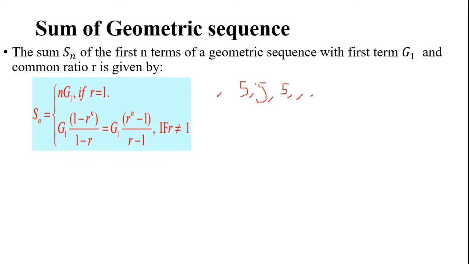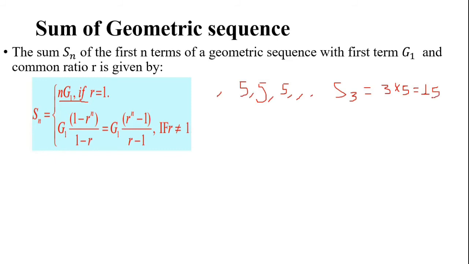So if you are asked to find the sum of the first 3 terms of this geometric sequence, you can use this formula. S3 can be calculated as n times g1, that means 3 times 5, which is 15.